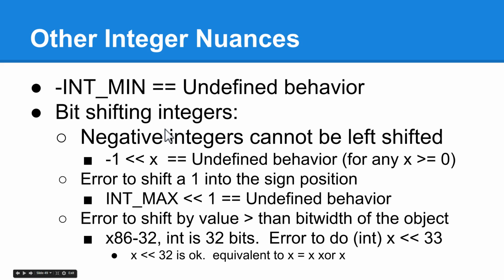There are other nuances that we should cover, such as that negative integers cannot be left shifted. For instance, -1 left shifted by x, for any value of x, is undefined behavior. It is also an error to shift a 1 into the sign position. For instance, that would be done by INT_MAX, which would be 0, 1, 1, 1, 1, 1, 1, 1 for however long that goes. Shifting it left by 1 is actually also undefined behavior according to the standard. However, some compilers will allow it. And it is also an error to shift the value by more than the bit width of that object. For instance, a char is a byte. It's actually an error to shift it by more than 8 bits. It's an error to shift it by 9 bits. For a 32-bit integer, it's an error to shift it by 33, and so on and so on.